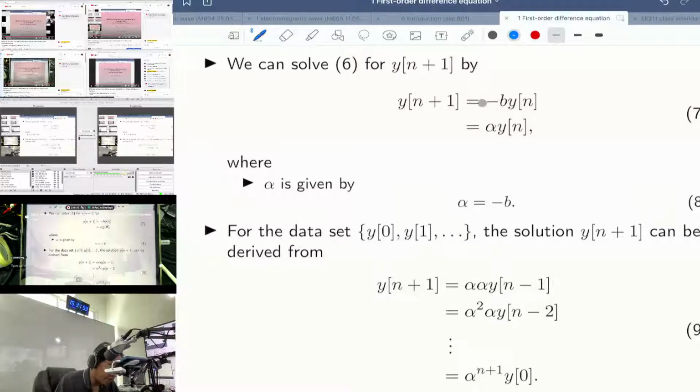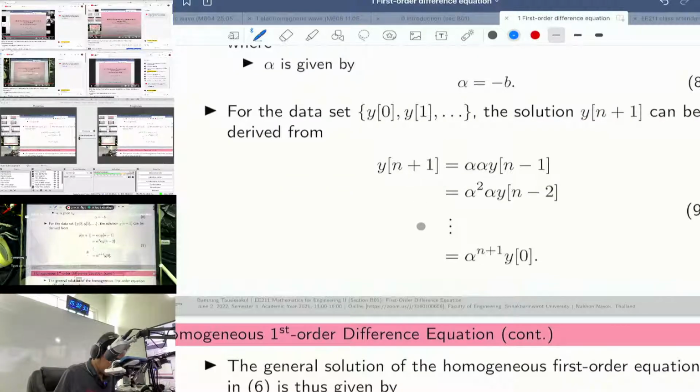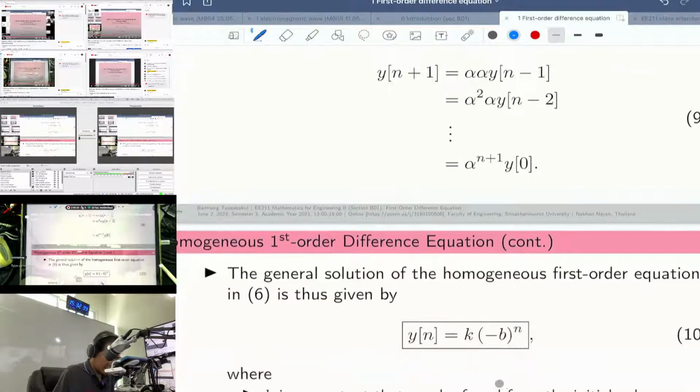Okay, we have alpha and yn, and the index inside the bracket gradually reduces by 1. In minus 1, we have another alpha. In minus 2, we have one more alpha right here. Until it reaches 0, we would have alpha to the n plus 1. Okay. And now we form up the solution as yn is equal to k times minus b raised to n.